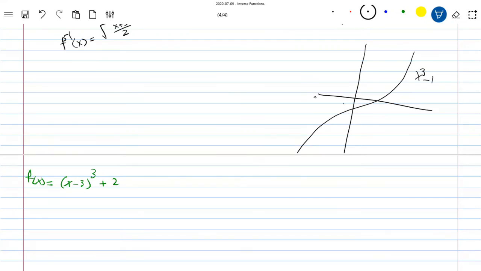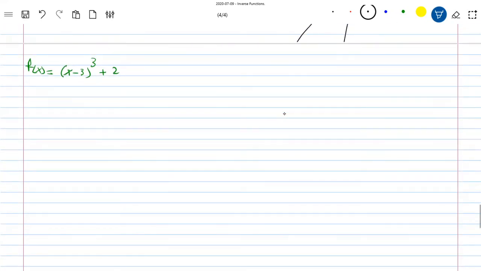Okay, here's an example of a cubic, and you want to figure out the inverse. So in all these examples, we're looking for the inverse. Again, replace f with y: y equals x cubed plus 2.